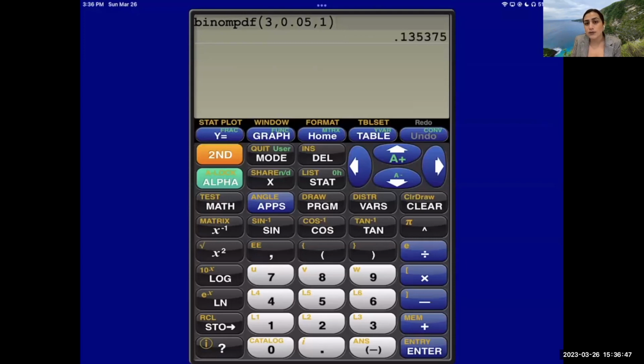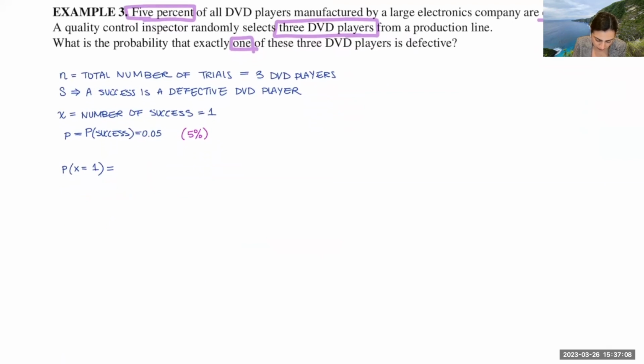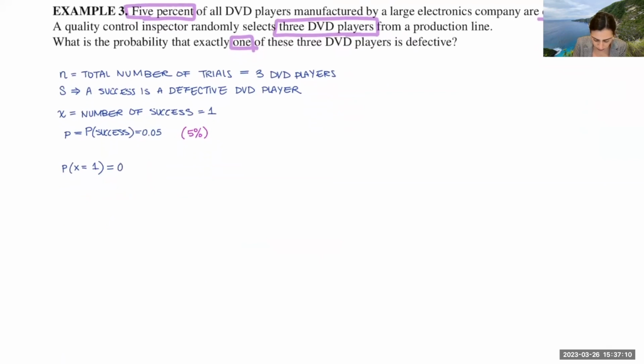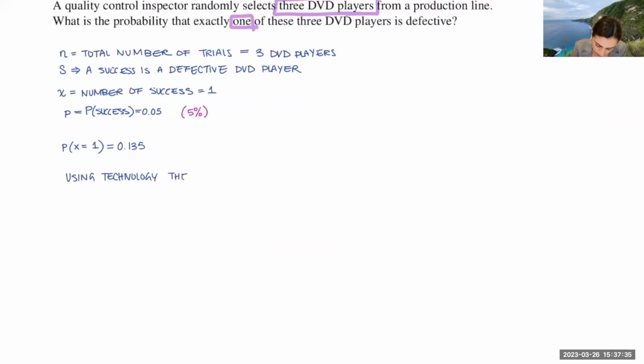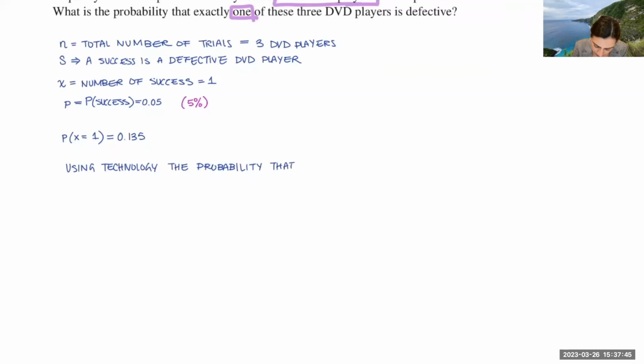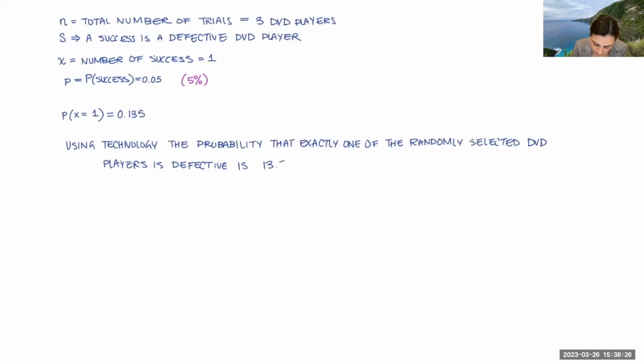Okay, so the probability that we pull 3 DVDs and that one of those DVDs is defective is 0.135, or 13.5%. The probability that X is equal to 1, that we have 1 success, is 0.135. Using technology, the probability that exactly one of the randomly selected DVD players is defective is 13.5%.